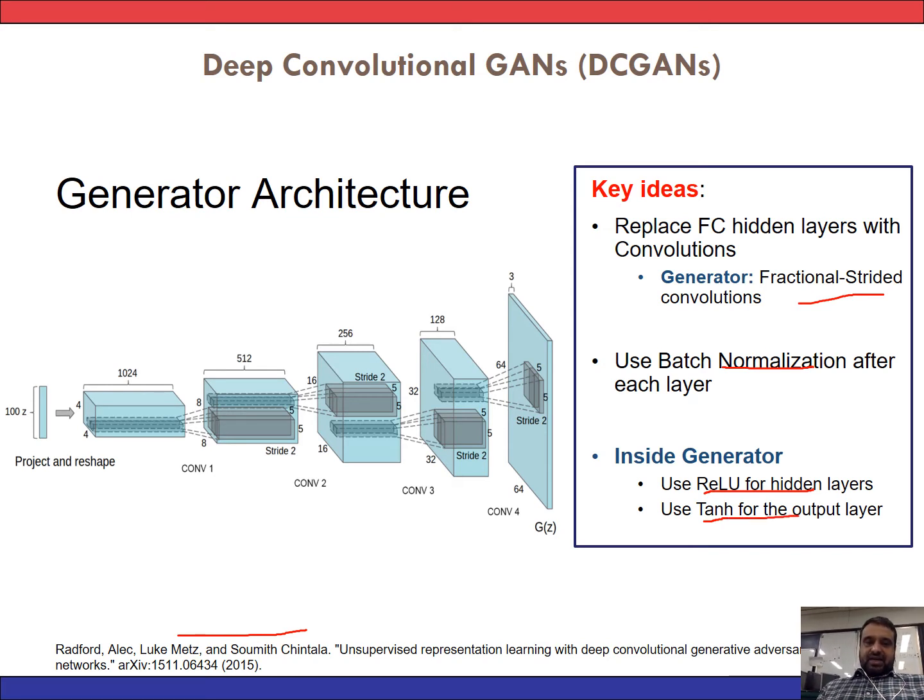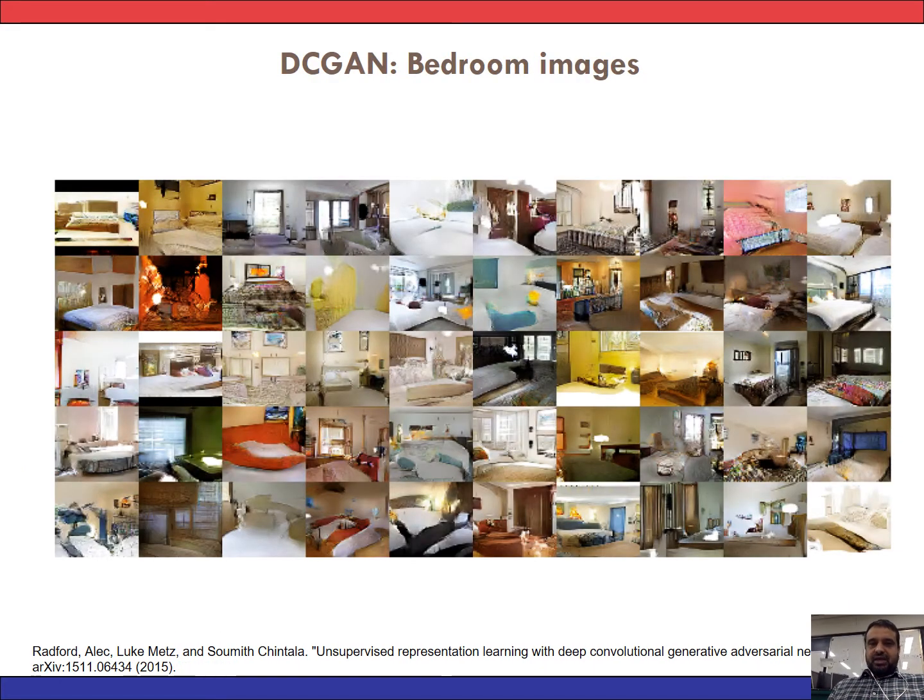So this is the architecture of the DCGAN, Deep Convolutional Generative Adversarial Network, where a latent space Z of 100 dimensions is given to this network, and the hidden layers are the convolutional layers, whereas the output layer is the layer which is of the same size as the required image. Once the deep convolutional generative adversarial network was trained on natural images, it was able to generate very realistic output images.